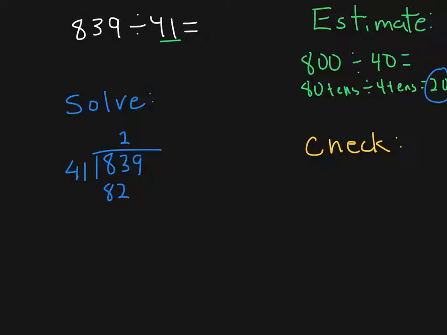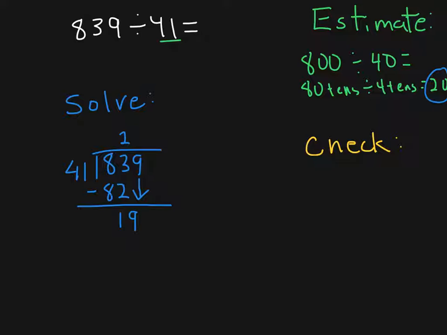And here is where you have an option. Since this is 2 tens times 41, you may want to put the 0 in the ones place. This time I'm not going to do it that way. I'm just going to go ahead and subtract. And I have 83 minus 82, and that leaves me with 1 left over. And then I also need to bring down this 9.